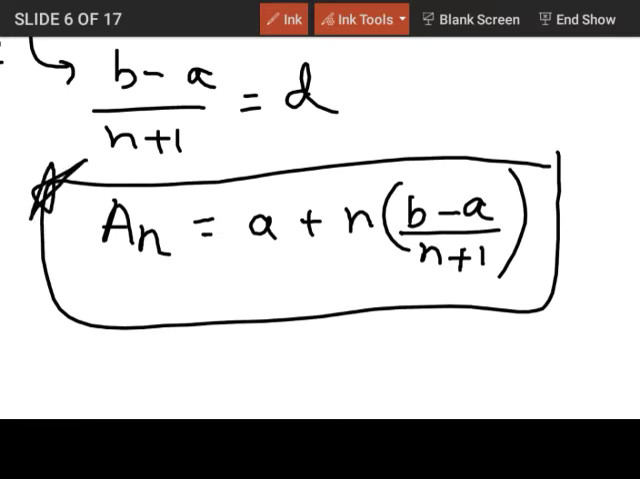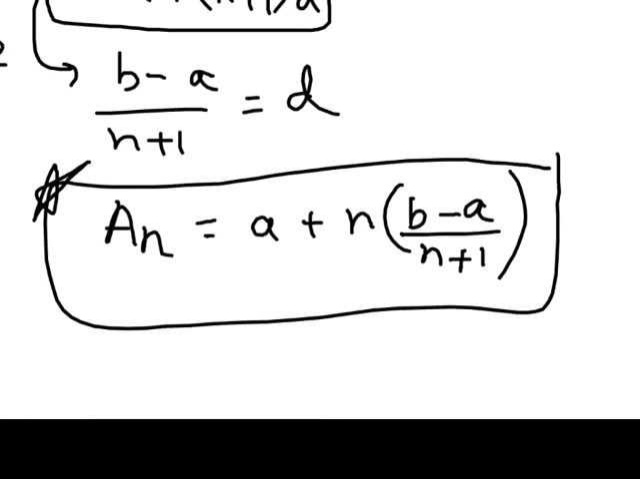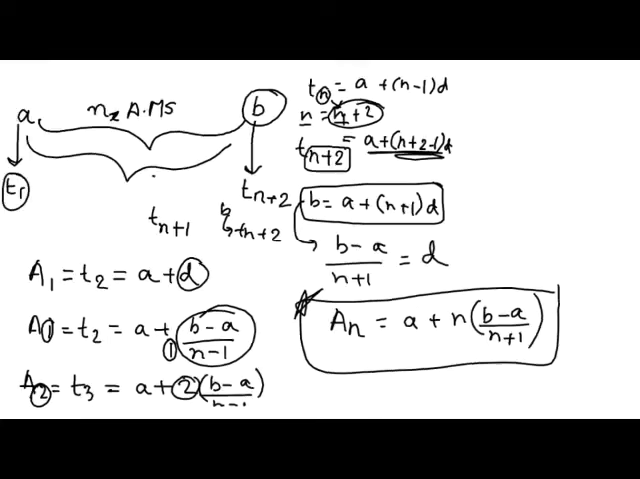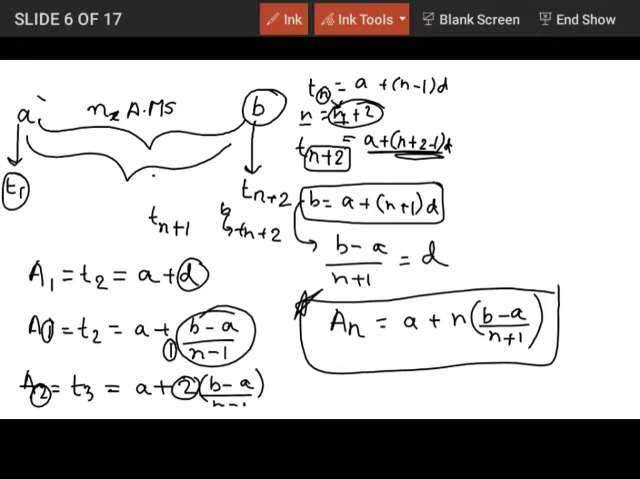This is your nth arithmetic mean formula. I hope that you understood how we derived all this. I am explaining once again. So we considered a to be the first term and b to be the last term of an arithmetic progression, and in between them there are n arithmetic means. So if there are n arithmetic means, then what will b be? Like if I say a is t1, what can I write b as?